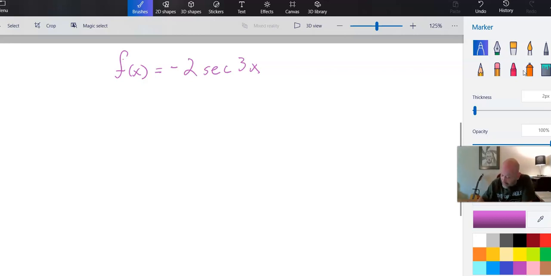Now, our secret graph, the one that we want to graph first so that we can figure out what secant looks like. Boy, I just realized those words are close.